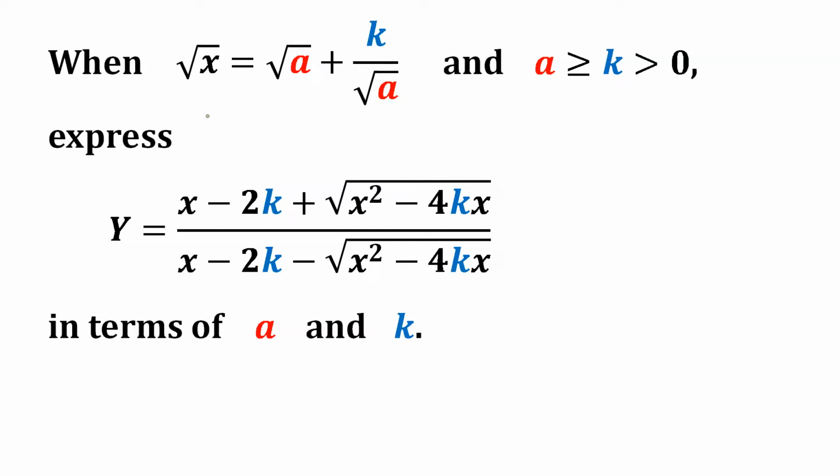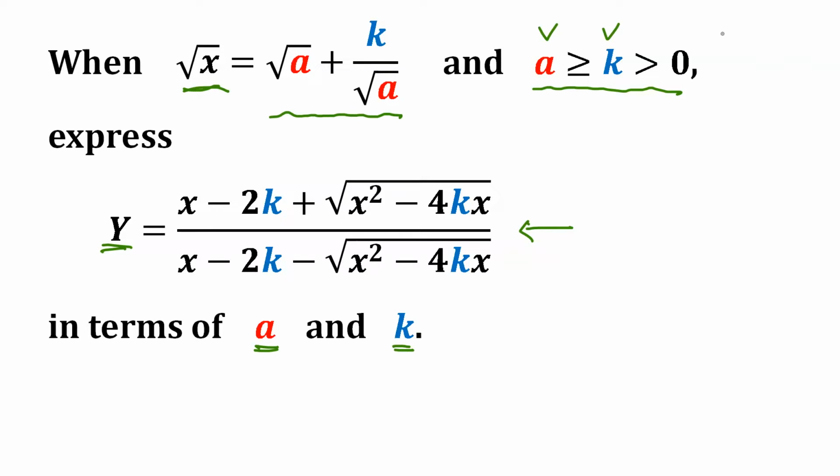Today we are going to solve the following problem. Here, square root of x is given by square root of a plus k over square root of a, where a and k satisfy this inequality. So basically a is equal to or larger than k, and both a and k are positive. So under this condition, express y given by this expression in terms of the constants a and k. So that's our problem here.